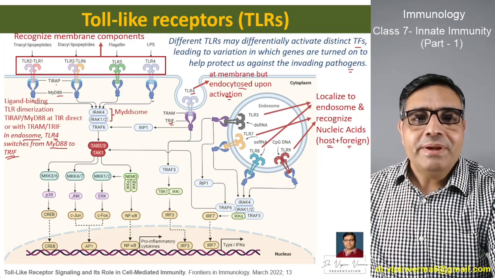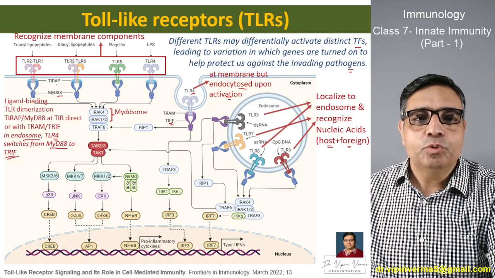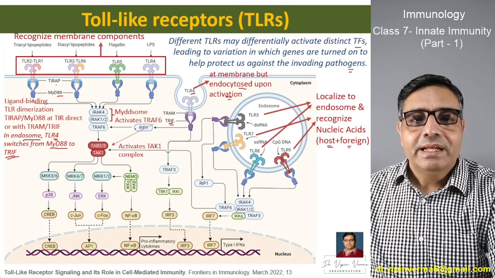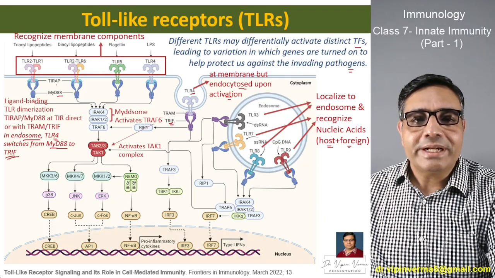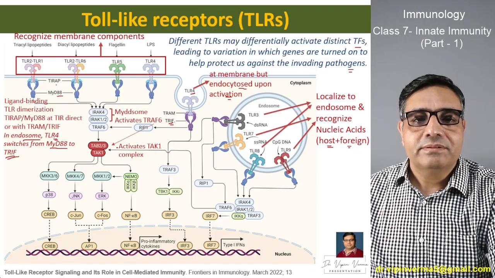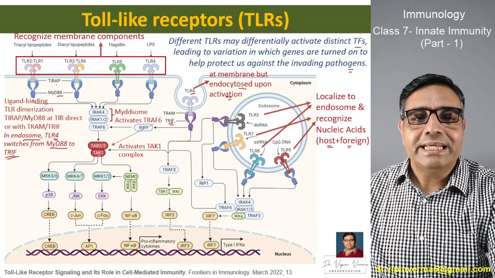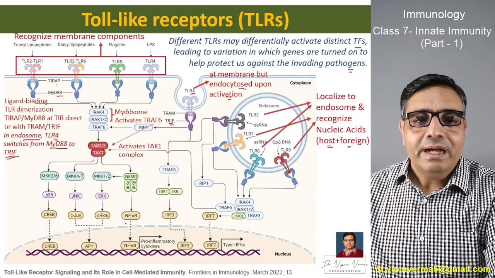So now they make the Myddosome by complexing with IRAK4 and IRAK1/2. So they make the whole Myddosome. And then this Myddosome activates the TRAF6. Okay, it activates the TRAF6. Now, this TRAF6 also activates the TAK1 complex.